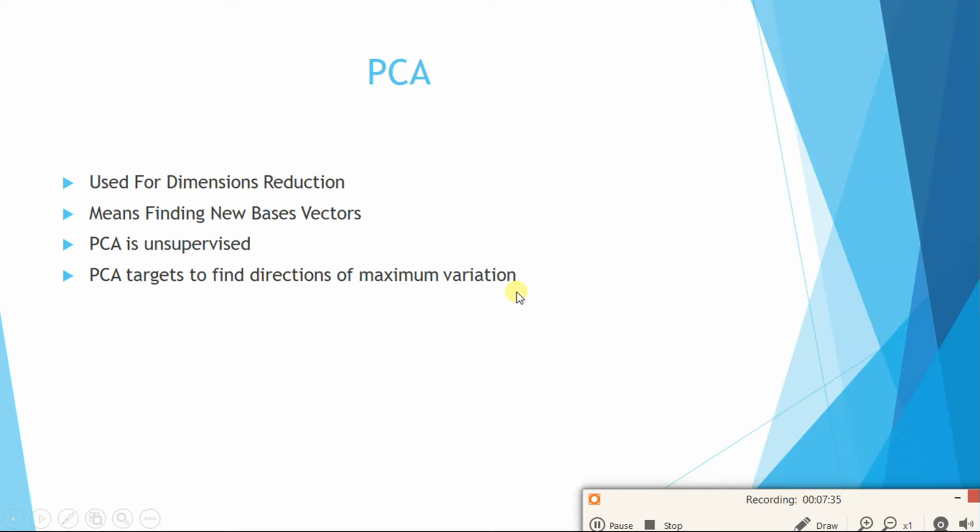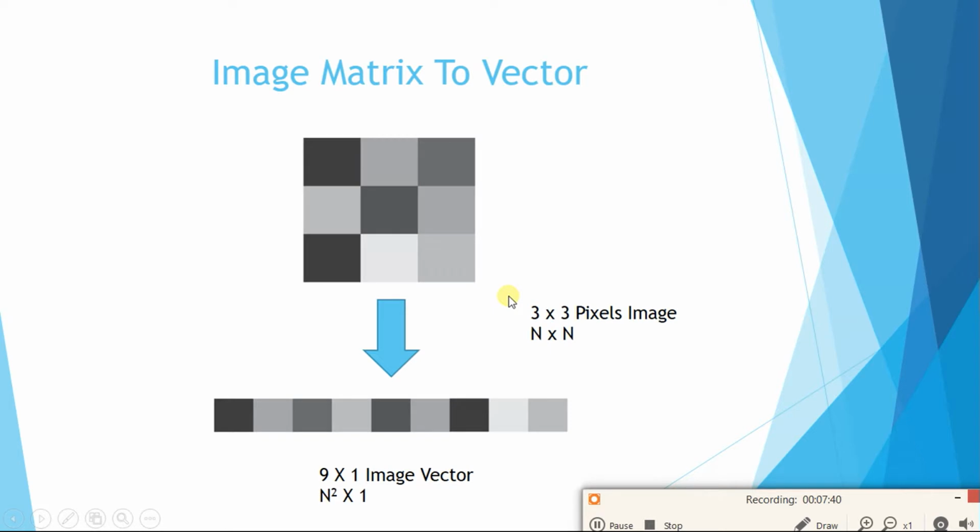So now we have to find the direction of maximum variation. How can we do that? We are going to take an example image to find the direction of maximum variation. Every image is like a matrix, where the positions show their pixel intensity. So this is the original image in matrix form, and we convert that into a single vector.